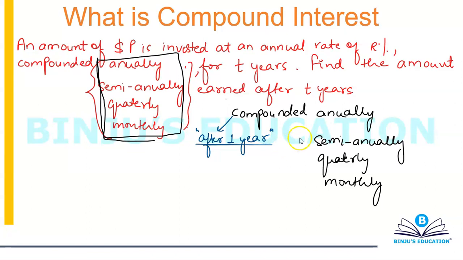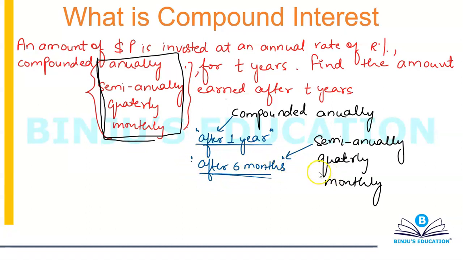If your money is being compounded semi-annually, irrespective of the rate of interest and unit of time period, that means you will receive your interest after every 6 months. This is the meaning.